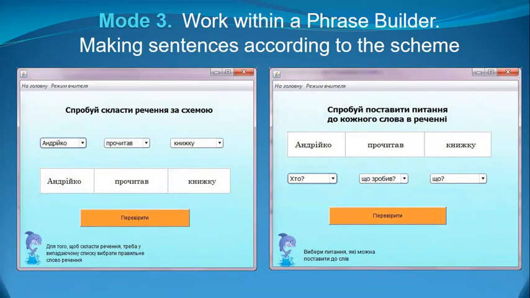The second type offers to choose the correct members from the suggested members of the sentence, as well as to build their own phrases and check their correctness.